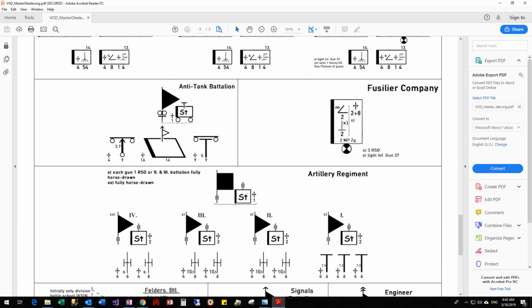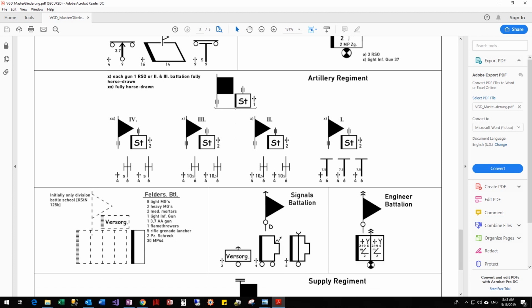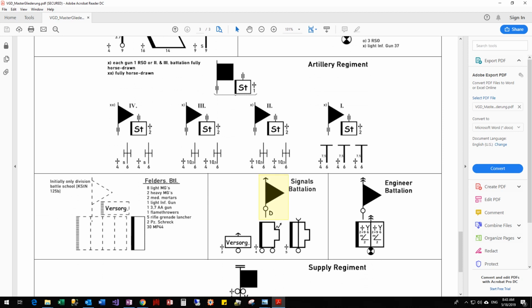If we go down to the artillery, we notice that the artillery has a regiment, so it's a square flag, it's a regiment. These 2 bars here represent an artillery unit, so that indicates it's an artillery regiment. And then you have 4 battalions with batteries under those. A little further down, we see that the signals battalion is identified by an arrow here in the stem, and a double arrow represents engineers.